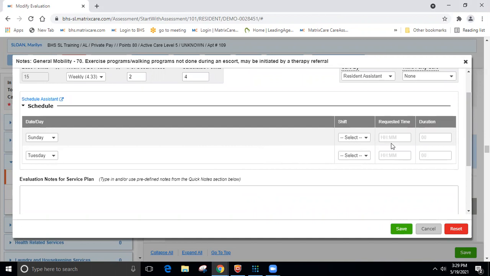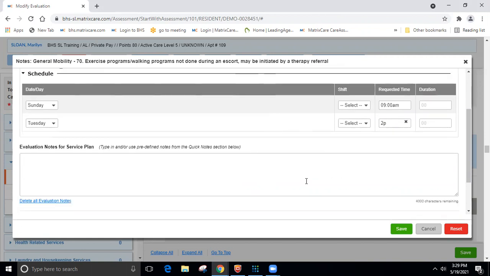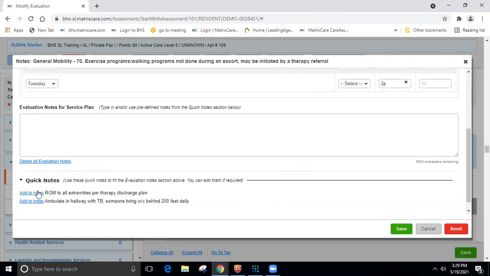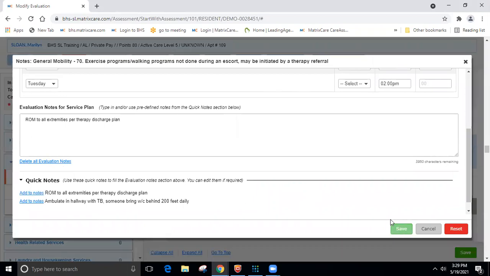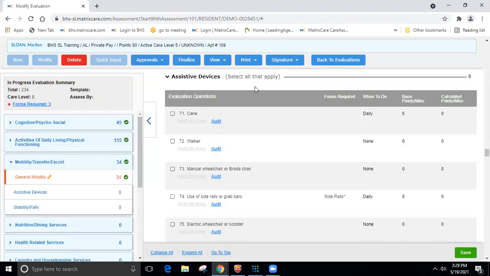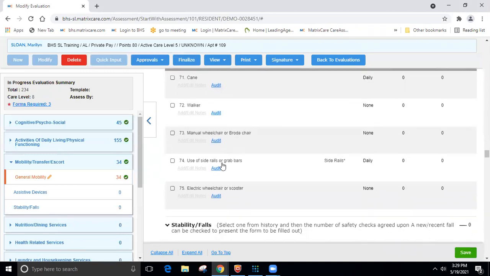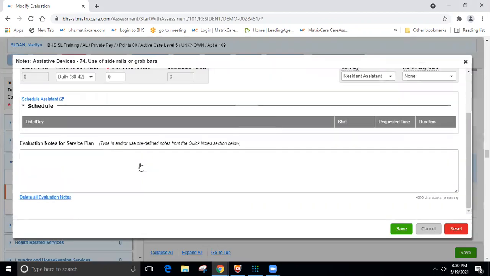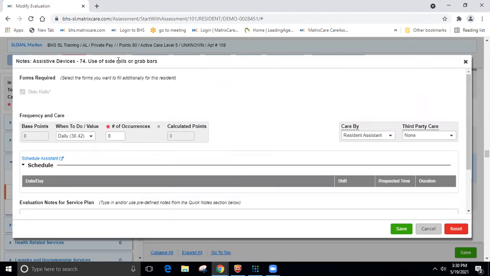So this would be maybe 9 a.m. and 2 p.m. And then you would type in what is the exercise program. And we can change that and put those calculated points in there for a reminder. These assisted devices are just letting you know what's used. There is a side rail. If they're using a side rail, you're going to get a side rail assessment, and that's for the bed.